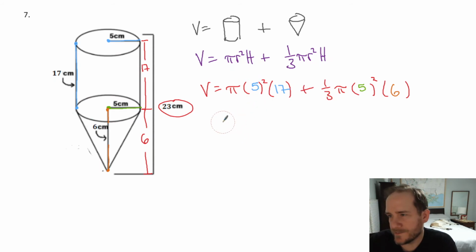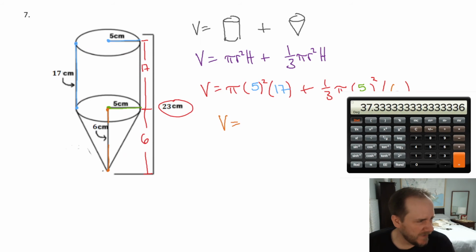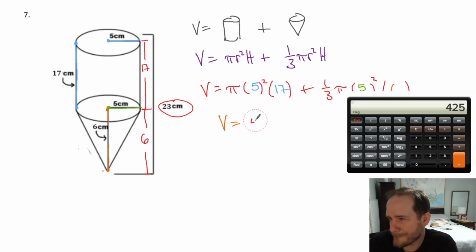And then start calculating. 5 squared is obviously 25. 25 times 17 though, I'm not so sure what that is. So, sounds like I better bring back my calculator. And it sounds like I better do 25 times 17. So 425. And the pi, 425 pi.